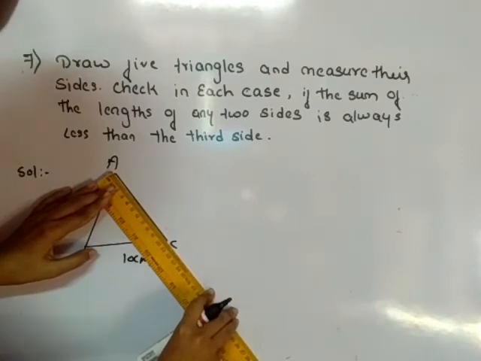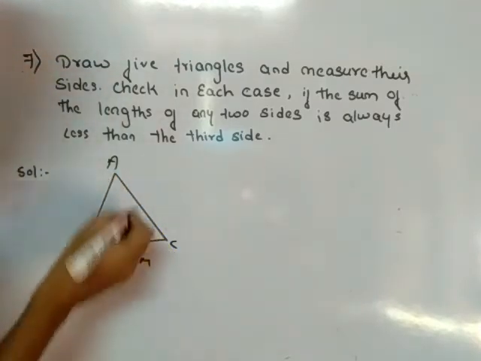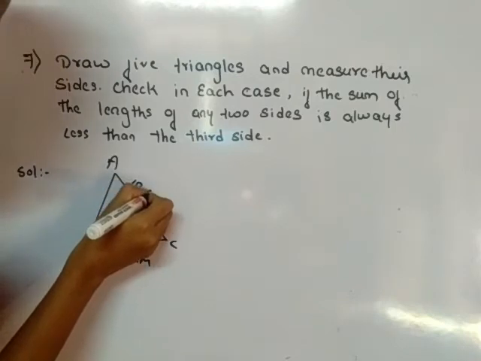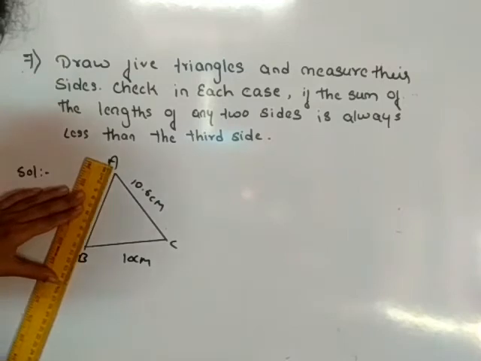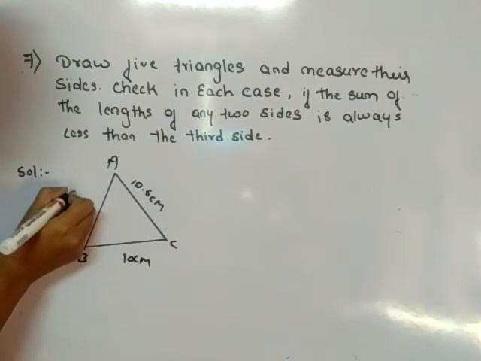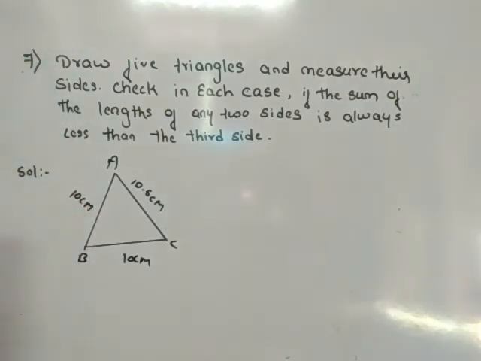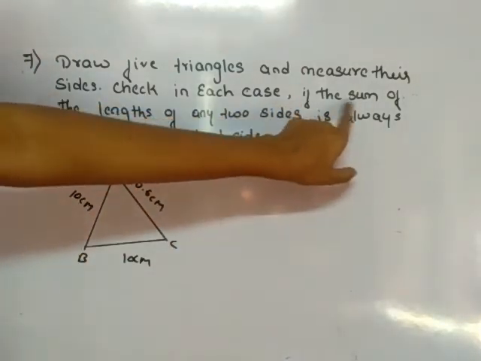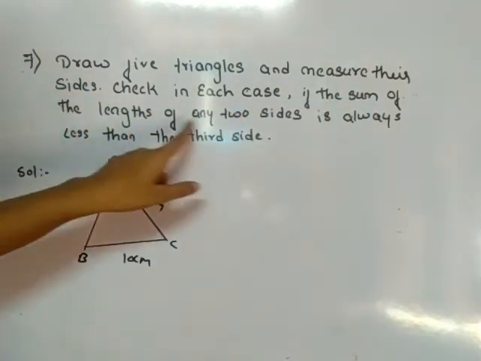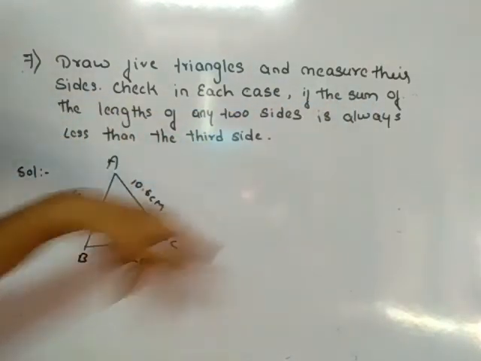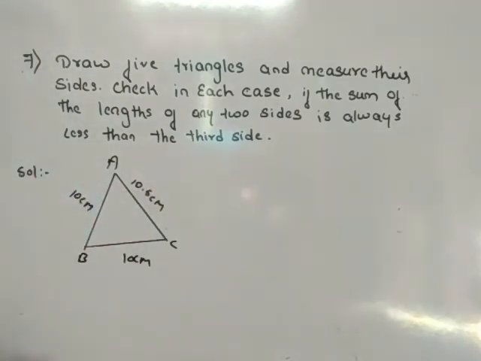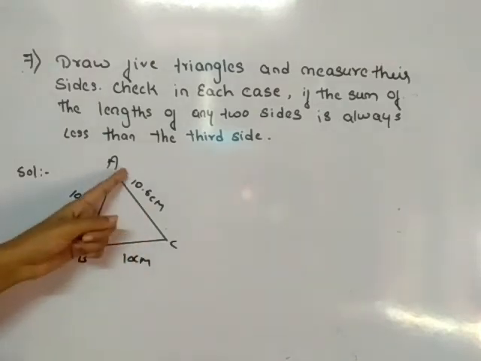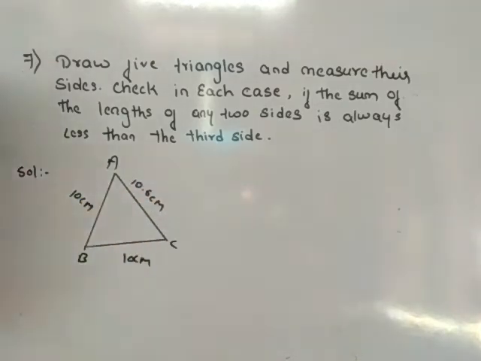AC is 10.5 centimeter. And BC is again 10 centimeter. Here they are telling that if the sum of the length of any two sides is always less than the third side, meaning if you add any two sides of the triangle, the resulting answer will be less than the third side. They are asking whether it is correct or not.